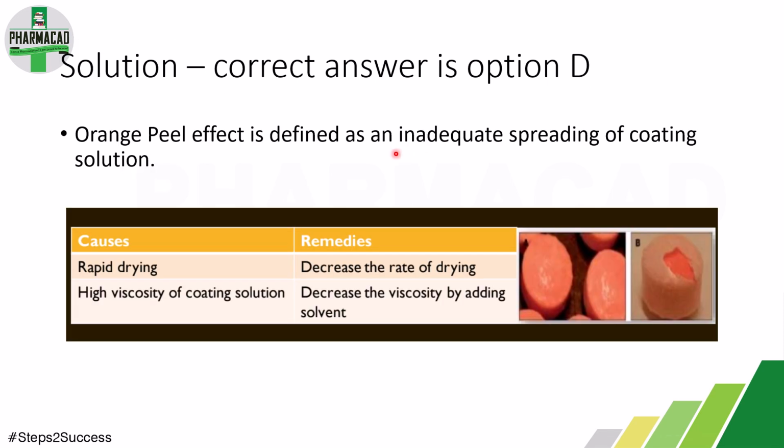Let's understand the solution. Orange peel effect is defined as an inadequate spreading of a coating solution. The cause is rapid drying and high viscosity of a coating solution. Remedies: decrease the rate of drying, decrease the viscosity by adding the solvent. So commonly it can be understood as inadequate spreading of a coating solution. Here you can see how inadequate spreading has happened, due to which proper coating did not occur. So defective tablets are always discarded.